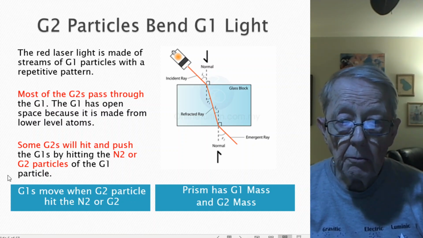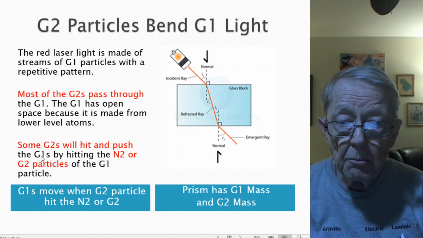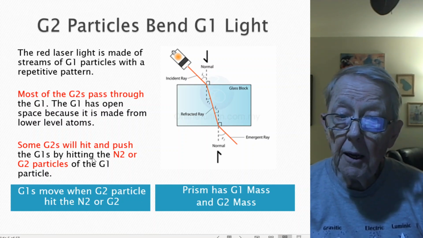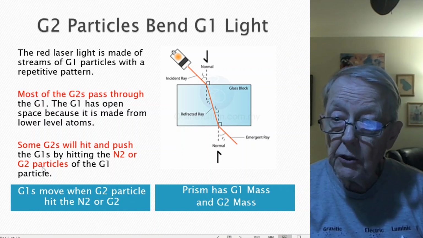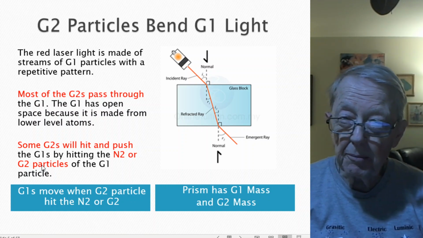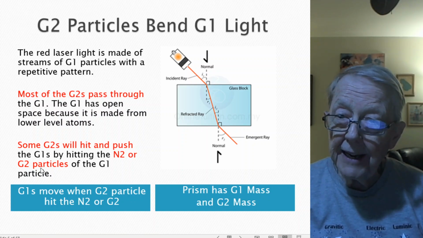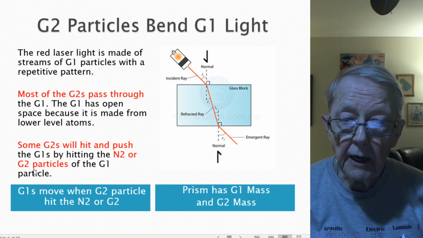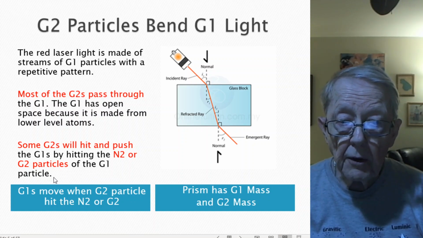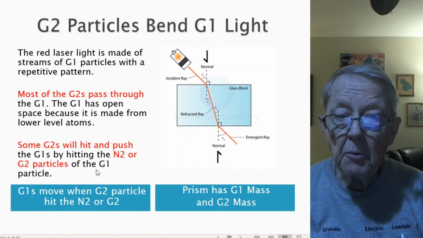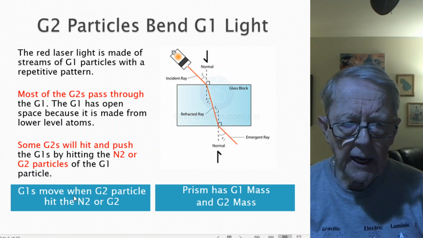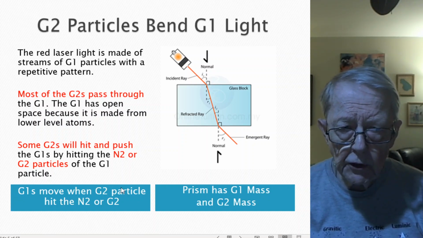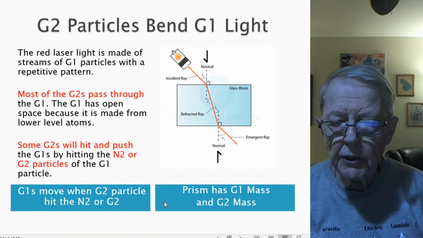Some G2s will hit and push the G1s. They hit and push the G1s by doing what? Hitting the N2 or G2 particles, because they don't collide with the G2 or the G1 or the N1 particularly. They collide and hit the N2 and G2 of the G1 particle, the subatomic atom in the G1 particle. Sometimes this gets a little tricky saying this. G1s move when G2 particles hit the N2 or G2.